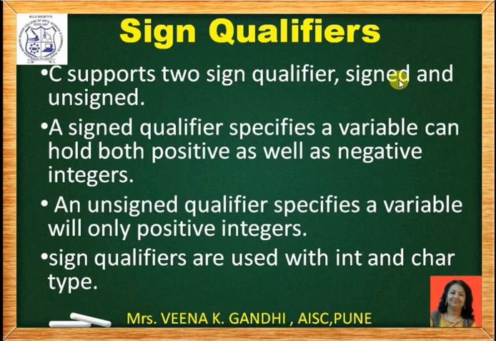Now sign qualifier, it supports two sign qualifiers, signed and unsigned. A signed qualifier specifies that the variable can hold positive as well as negative integers. An unsigned qualifier specifies that it will store only positive integers. Now sign qualifiers are only applicable to int and char types.